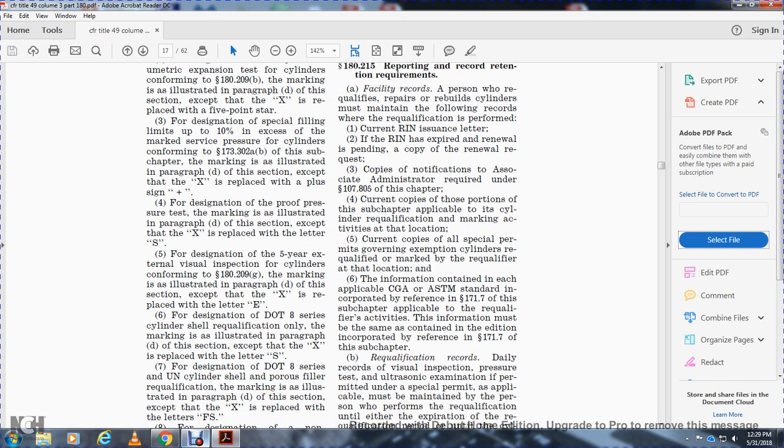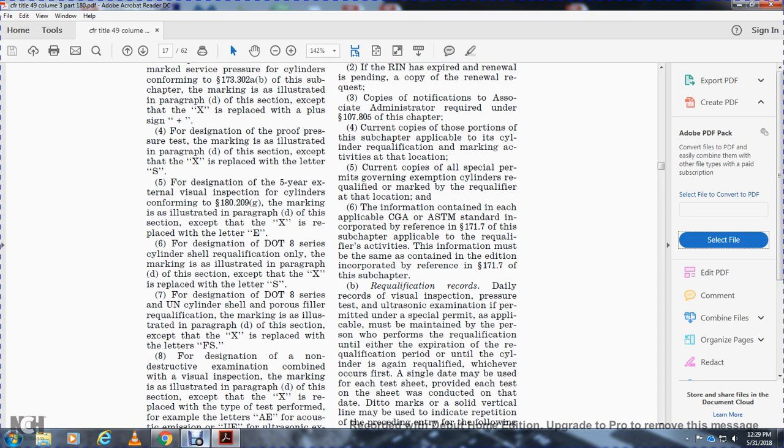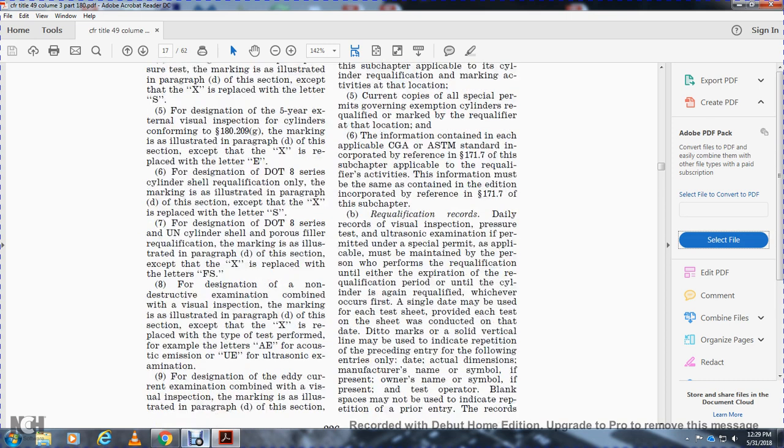For the designation 8 series to show the requalification only, with the marking illustrated in paragraph D of this section, except for the X is replaced with the letter S. For the designation 8 series for the UN cylinder shell with the pores filled, with the requalification marking illustrated in paragraph D of this section, except for the X is replaced with the letter FS.